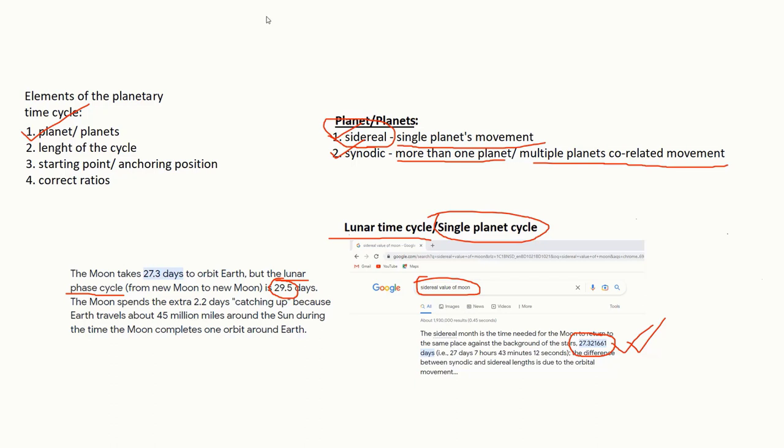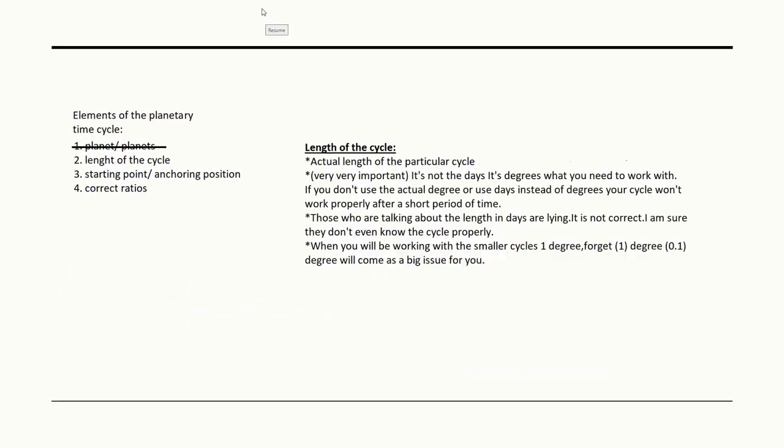All right, now moving forward to the next element, which is length of the cycle. So the cycle length is the base of the cycle. So you must have the actual length of the particular cycle you are working with. All right, and another thing which is very, very important, it's not the days, it's degrees you need to work with. If you don't use the actual degrees or use days instead of degrees, your cycle won't work properly after a short period of time, and that, my dear friend, no one will tell you. All right, those who are talking about the length in days are lying. They're totally lying. It's not correct. I am sure they don't even know the cycle properly.